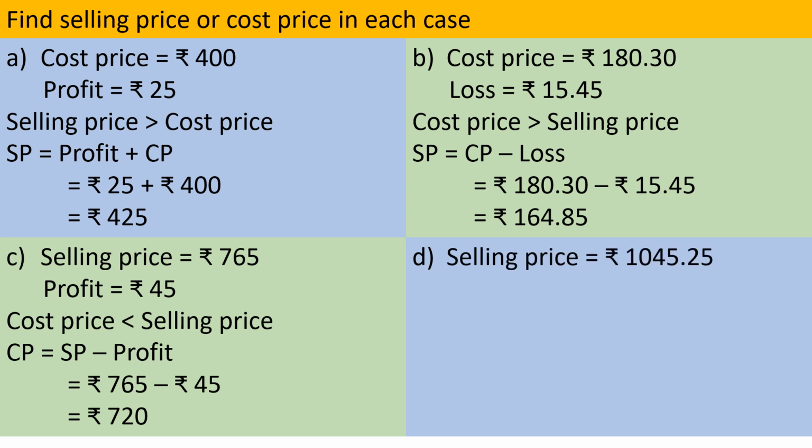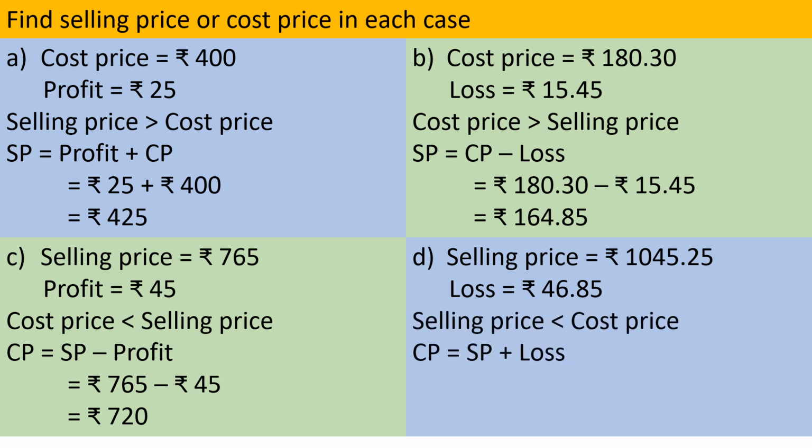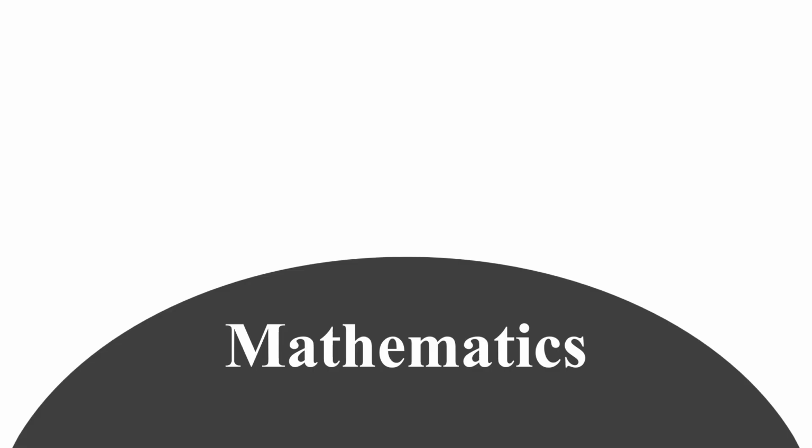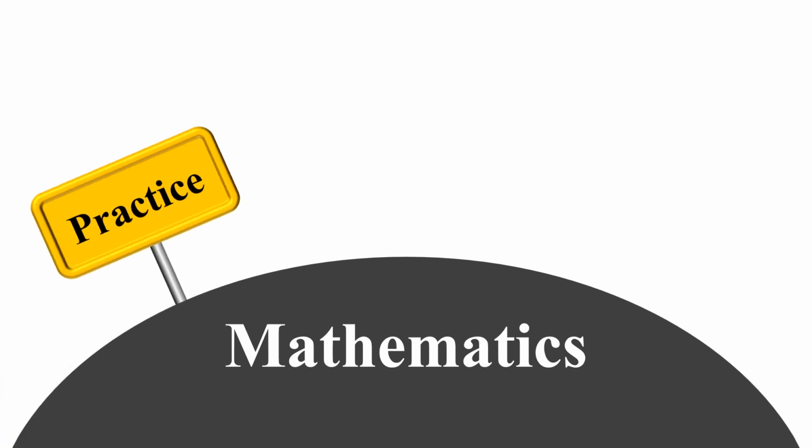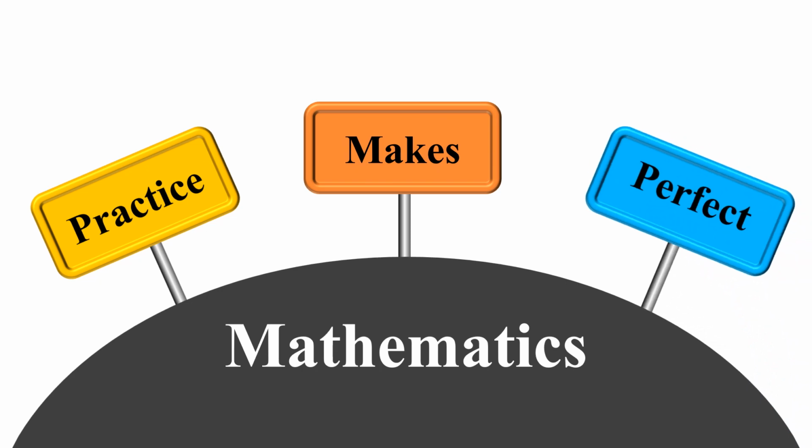Let us do one more question. If selling price equals rupees 1045.25 and there is a loss of rupees 46.85 and you need to find out the cost price. If there is a loss, it means cost price is higher than the selling price. So to find the cost price, just add the loss to the selling price. So it is rupees 1092.10. So simple. So in mathematics, what do you need to do? Yes, practice, because practice makes perfect. So do practice.